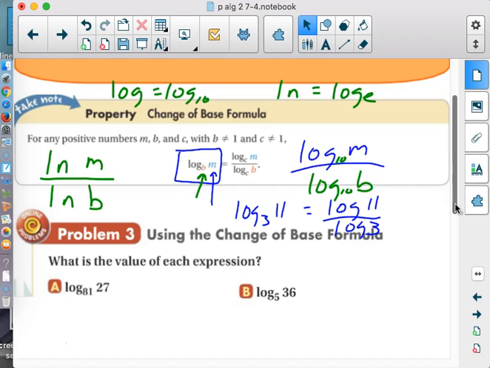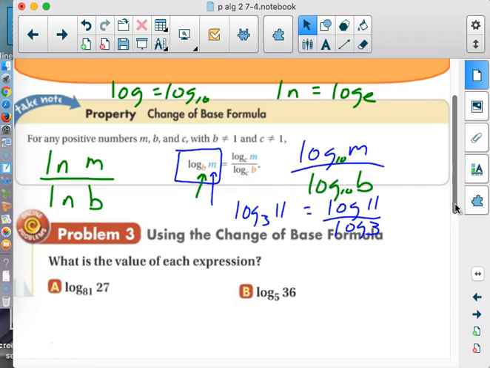Now, how am I supposed to know that's true? 2.18, blah, blah, blah. Well, let's snail shell this. We're saying 3 to this power has to equal 11. So if I punch 3 to that power, so there's my answer, it better come out to be 11, or this change of base formula stuff is wrong. There it is. It's 11.